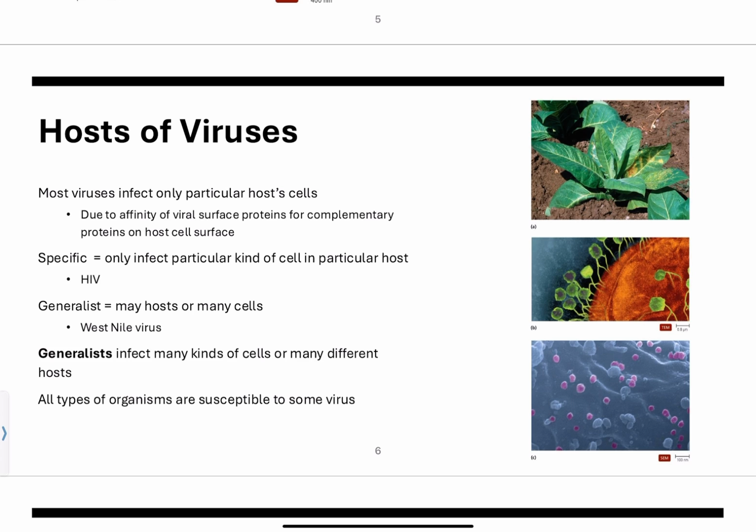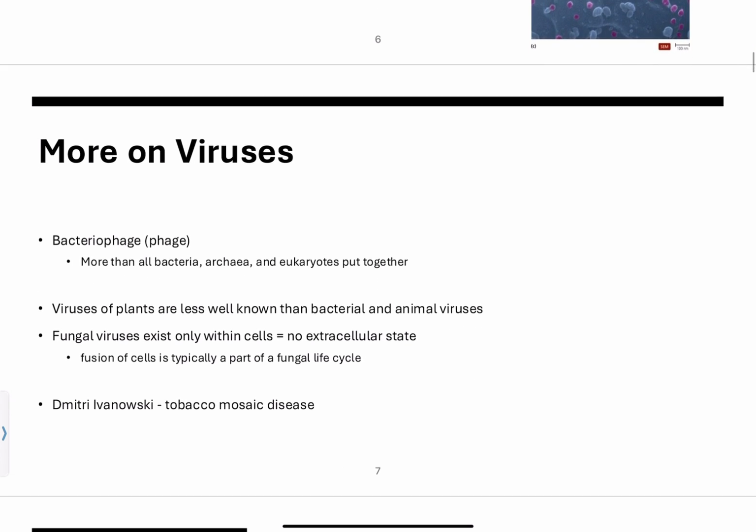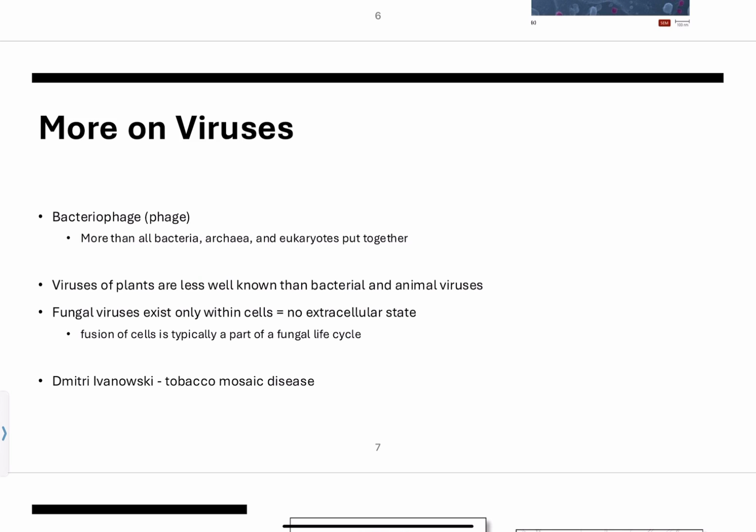So viruses are going to be classified as specific when they only infect one type of host cell. HIV infecting human immune cells would be an example of a specific virus. While if they're classified as a generalist, they would be able to infect a range of host cells, like the West Nile virus that I just talked about.